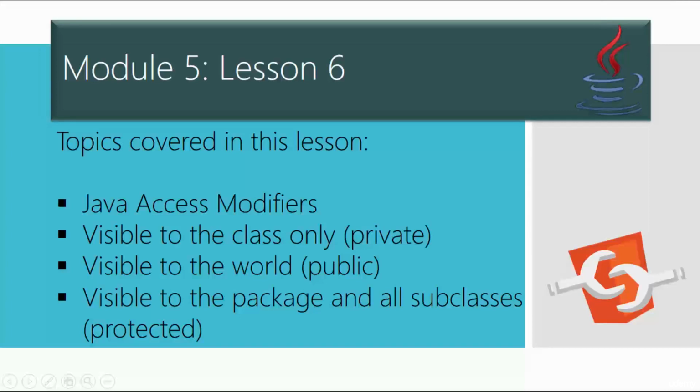So for instance, the four access levels are: visible to the package, which means it's the default package, and in this instance, no modifiers are needed. If it's visible to the class only, then you have to use the private modifier. If it's visible to the world or the public at large, then we use the public keyword or modifier. And if it's only visible to the package and all subclasses, then we use the protected modifier. So let's jump right in.